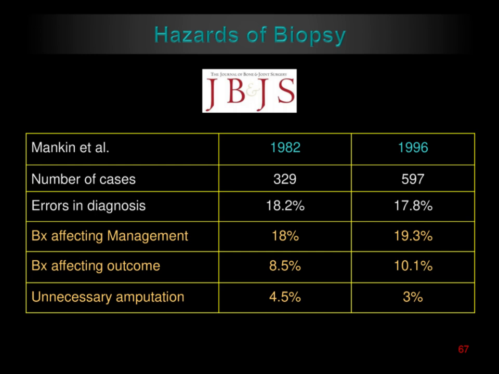This is illustrated very well in two very important papers published by Mankin et al., one in 1982 and the other one in 1996, where they have studied almost 300 to 600 patients who have undergone biopsy, where there were errors in diagnosis in almost 18% of these patients. Biopsy affected the management in almost 18% to 19% of these patients. Biopsy affected the outcome of almost 8 to 10% of these patients and led to unnecessary amputation in almost 3 to 4.5% of these patients. So clearly, biopsy has serious consequences.